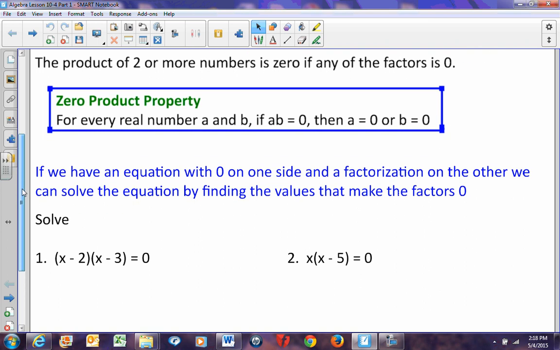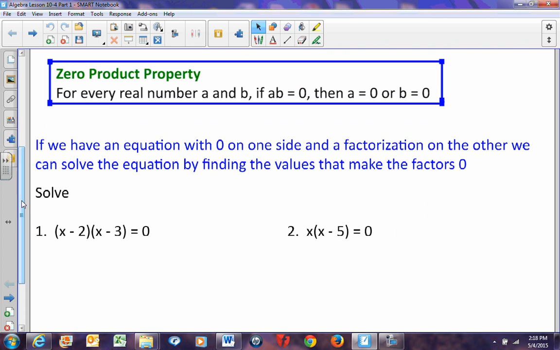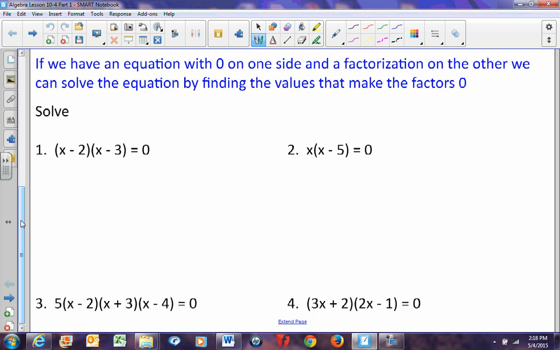So that leads us to what we call the zero product property. For every real number a and b, if a times b equals 0, then a equals 0, or b equals 0, or they both equal 0. So, if we have a quadratic equation with 0 on one side and a factorization on the other side, you can solve the equation by finding the values that make the factors 0.